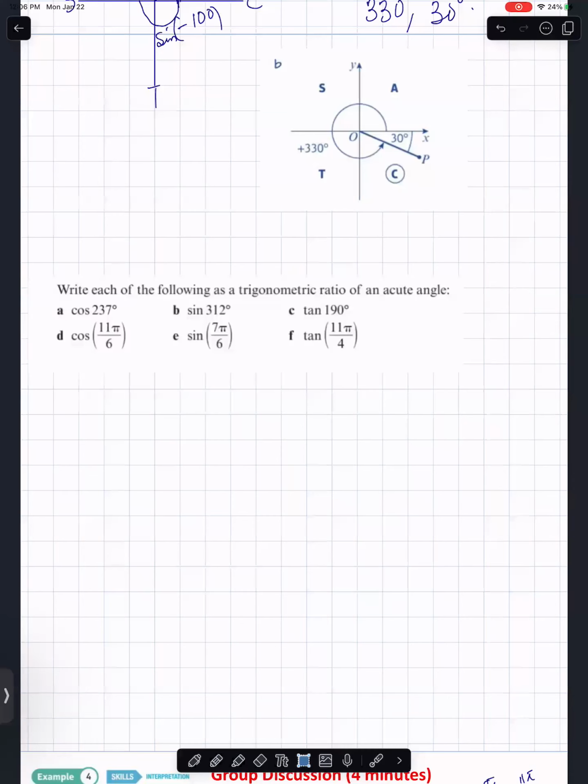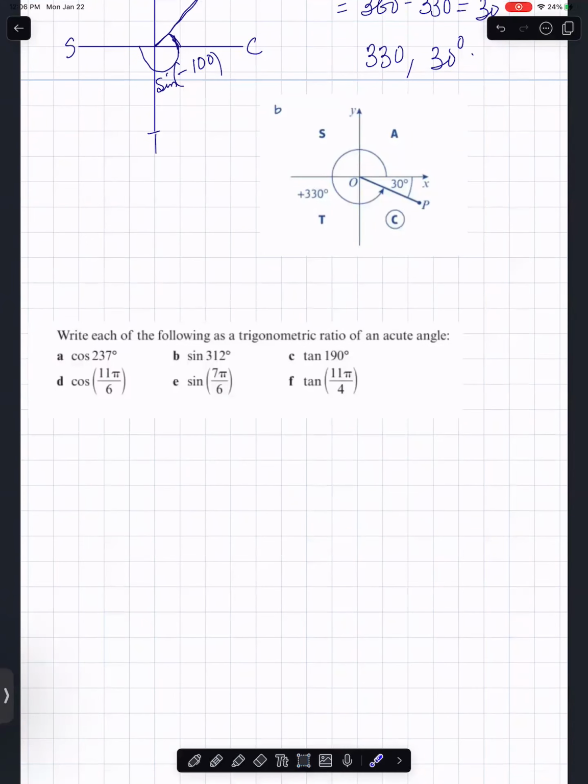Taking a look at further examples, we have cos 237 degrees, sine 312, tan 190, cos 11 pi over 6, sine 7 pi over 6 and tan 11 pi by 4. So cos 237 will give us what? Cos is negative on that angle. So we just have 237 degrees minus 180 degrees.